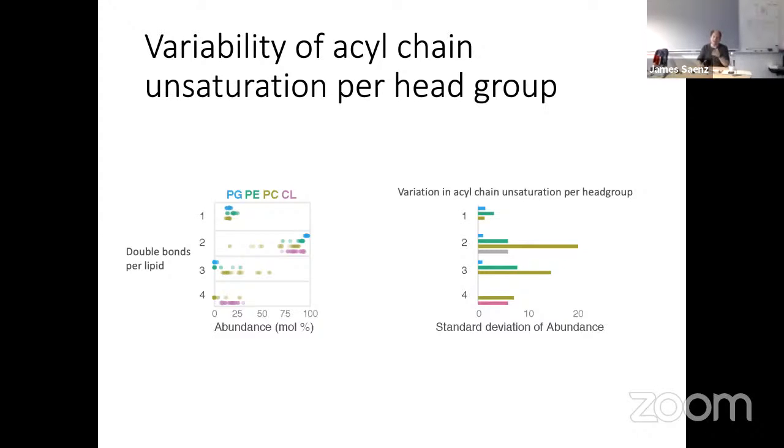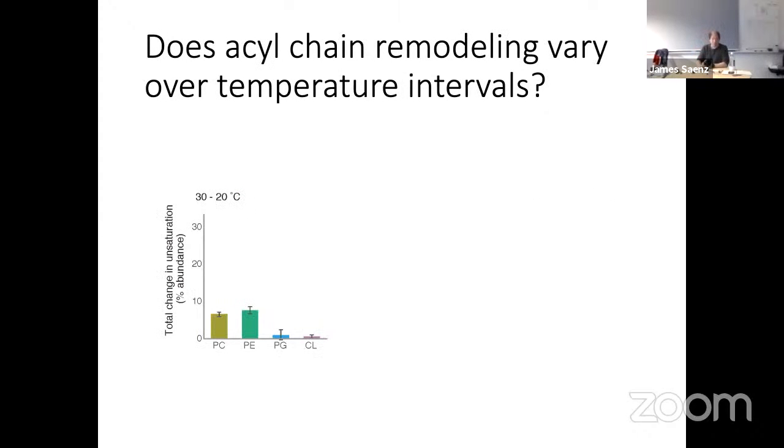There's a non-even distribution of acyl chain remodeling between head groups. Okay, then we asked, is this regulated somehow? Does this change over different intervals of, say, temperature? So here we've plotted something similar but slightly different. We're plotting the contribution of each head group to the total change in unsaturation for a particular temperature interval. So in this case, we're looking at the difference between 30 and 20 degrees Celsius.